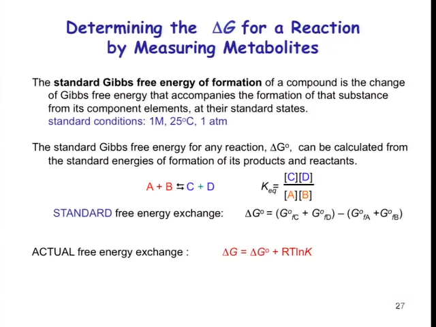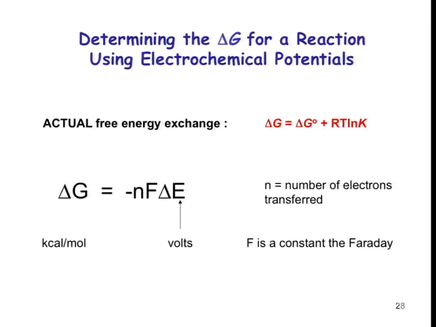Now, what actually happens in a body is that we can sometimes calculate our delta G on the basis of volts. And here we have delta G equals minus n F delta E. Again, I think you've seen this in the first part, which is the number of electrons transferred times the Faraday constant times delta E.